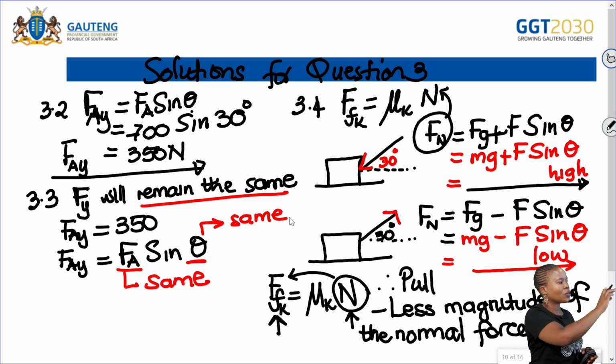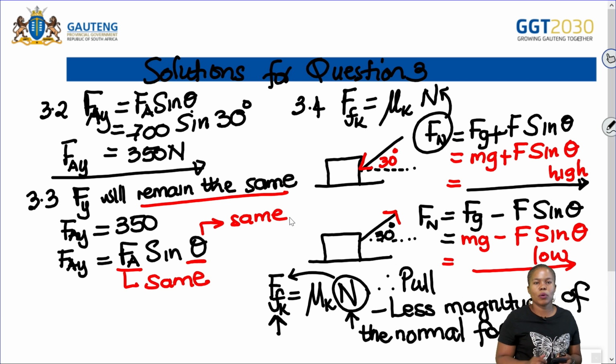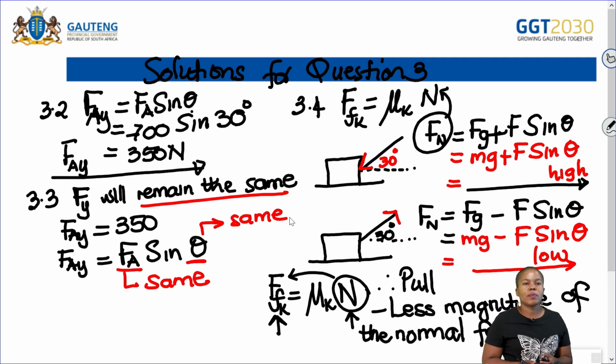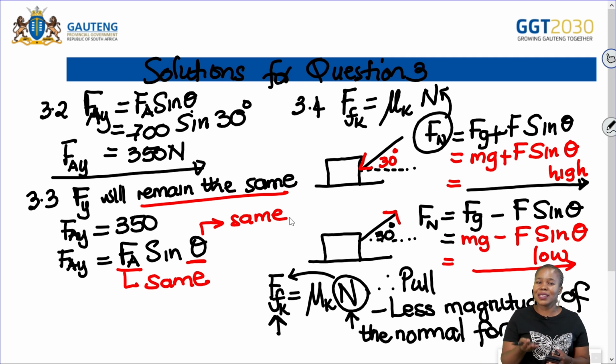Why? Because the angle remains the same and the applied force remains the same, which are the two variables that are very important when calculating F_Y. Then the last question said, is it easier to pull or to push the roller? Explain your answer. We needed to remember that the force that affects whether it will be easier to pull or to push is your kinetic friction, or your frictional force. So how do we calculate our frictional force? It is F_f equals mu_k N.